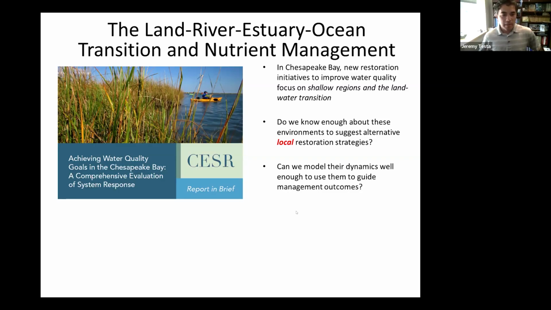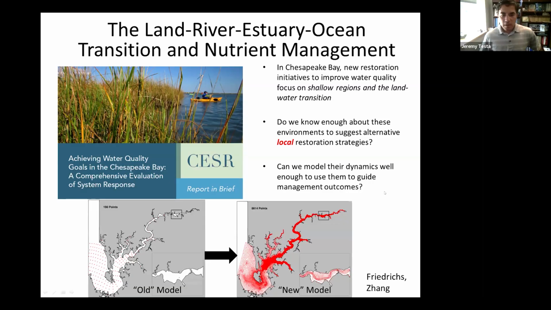Part of that effort has involved developing and applying ever more resolved and sophisticated models, at least in terms of the physics and the biogeochemistry. This is an example: the old model that was used for the past several decades. Each one of these red dots is a node in that model. On the right-hand side is the new version of that model, where now all of a sudden, the details of all of these small estuarine environments and how they interact with the land can be better resolved.